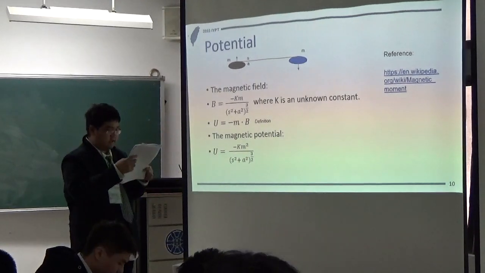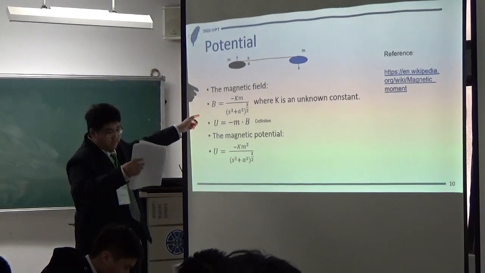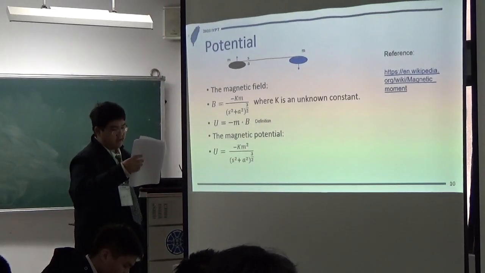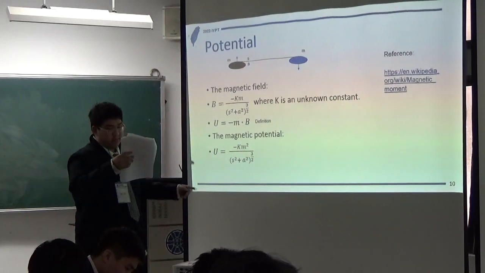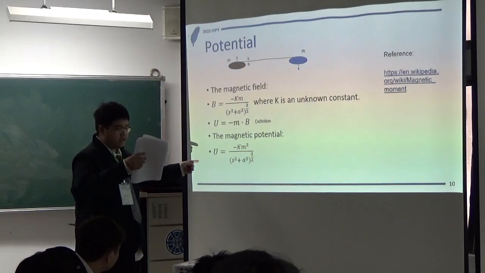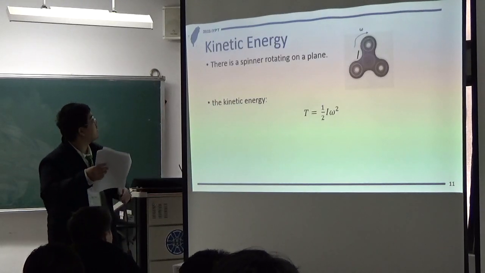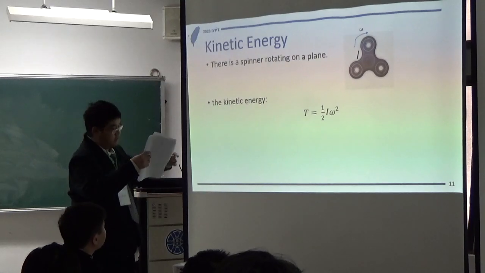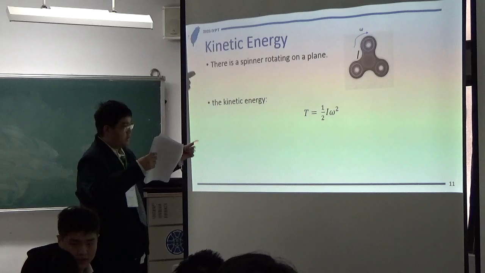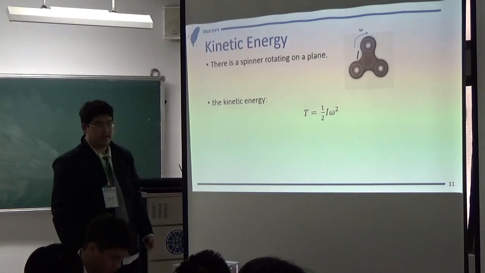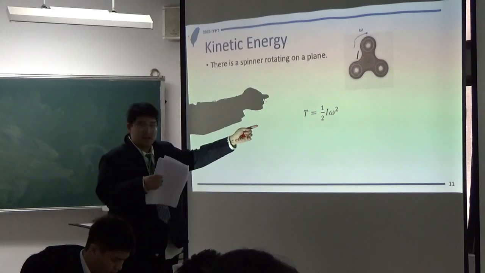By using Biot-Savart's law, the magnetic field can be expressed as this function. Because of the definition, the magnetic potential can be expressed as the second function. There's a spinner rotating on the plane. We define I as the moment of inertia, omega as the angular velocity, and the kinetic energy is this.